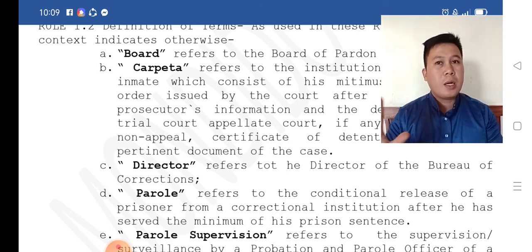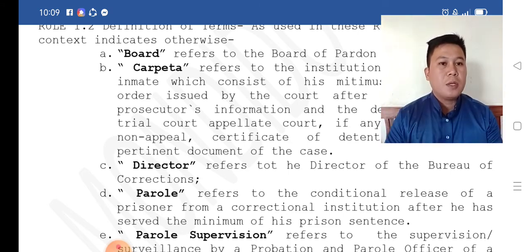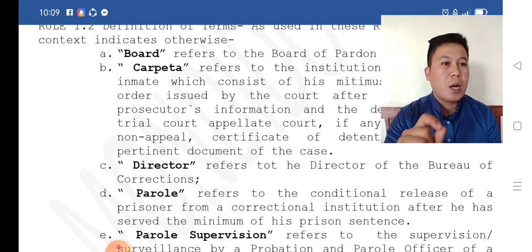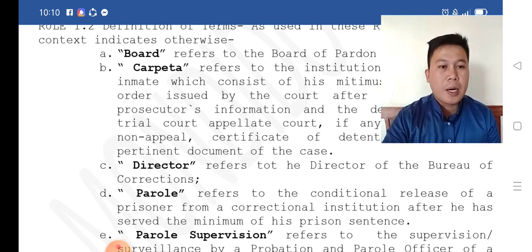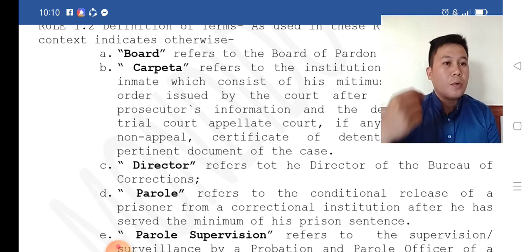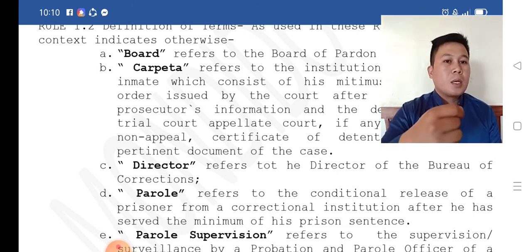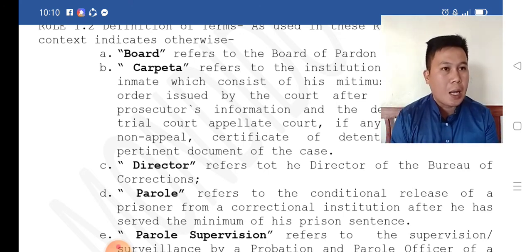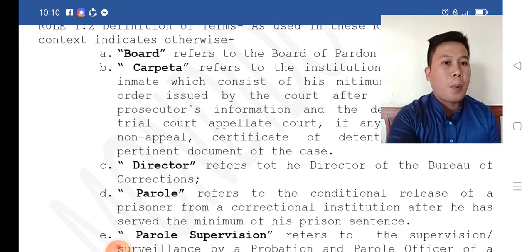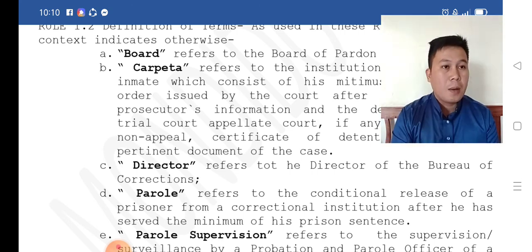Parole. Okay, parole in a brief definition, it refers to the conditional release of a prisoner from a correctional institution after he has served the minimum of his prison sentence. Take note, conditional release. Conditional release is also definition yan ng pardon. Pero dito, conditional release provided that he has served the minimum of his prison sentence. Serve minimum. Nakahalahati siya. O kaya, serve part of his sentence. Part, di ba? Pag narinig mong part instead of minimum, the answer is parole.